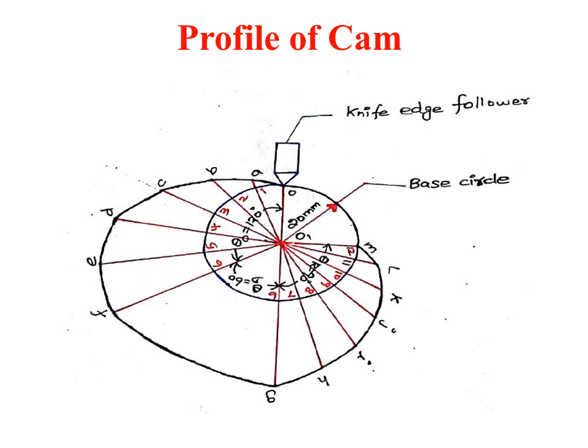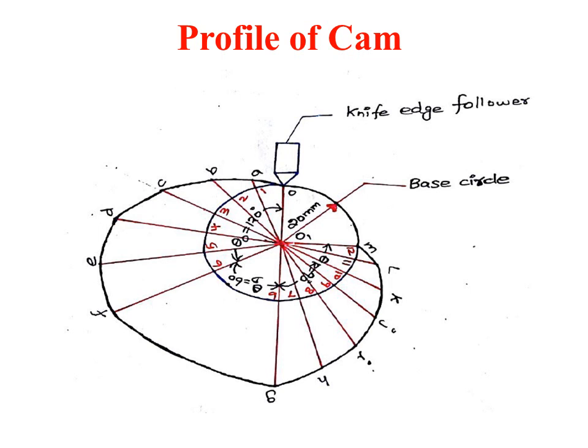Once it has been marked, all the values have been transferred from the displacement diagram to the profile. Join all the points A, B, C, D, E, F up to M using a smooth curve as shown, and join it to the base circle. So this completes the profile of the cam. This is how the displacement diagram and the profile of the cam have to be drawn.